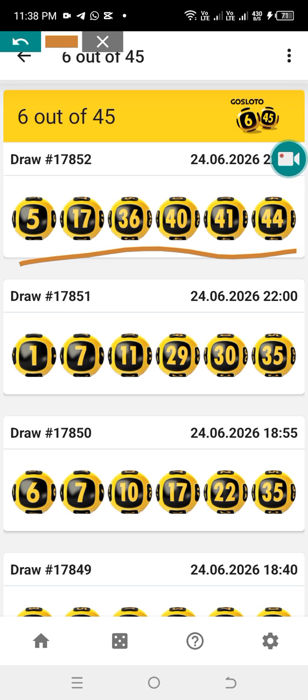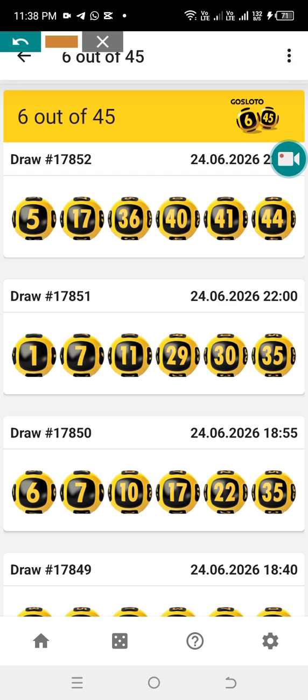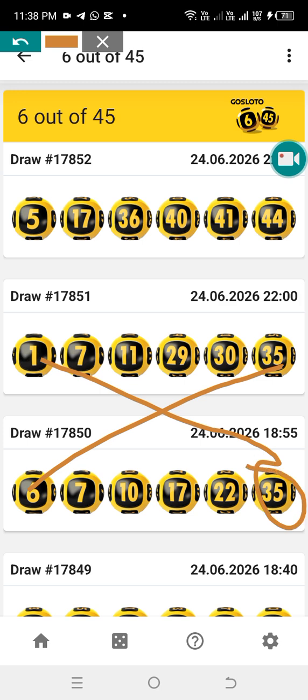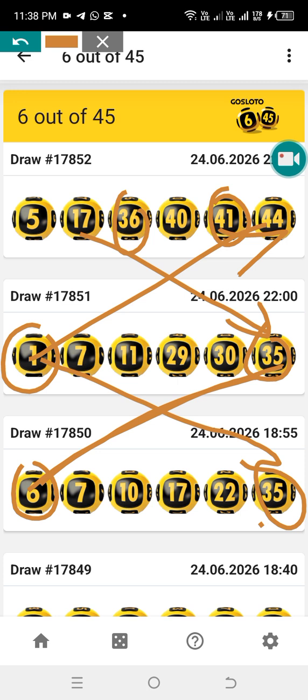Yeah. So this method is being used every day. Every day they use the same method. The other method is to do the crossover. If we do crossover, we have 36. When we do crossover, we have a 41. So 36, 41. Now we have a 45 and 40. So write 45 and 40.